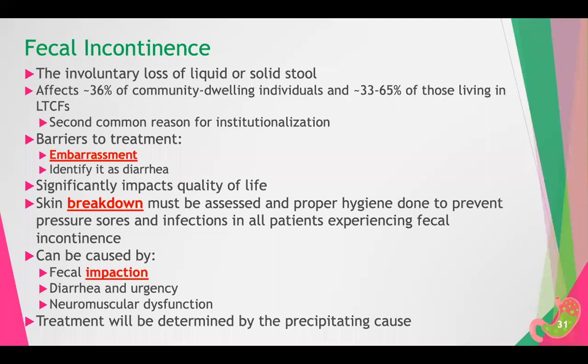So it's very important to make sure that we're assessing to ensure that they're not having skin breakdown or experiencing any type of sores or anything that can increase their risk for infections. But fecal incontinence can be caused by fecal impaction, diarrhea and urgency, and neuromuscular dysfunction. And treating fecal incontinence will be determined by the precipitating cause, which we will talk about.